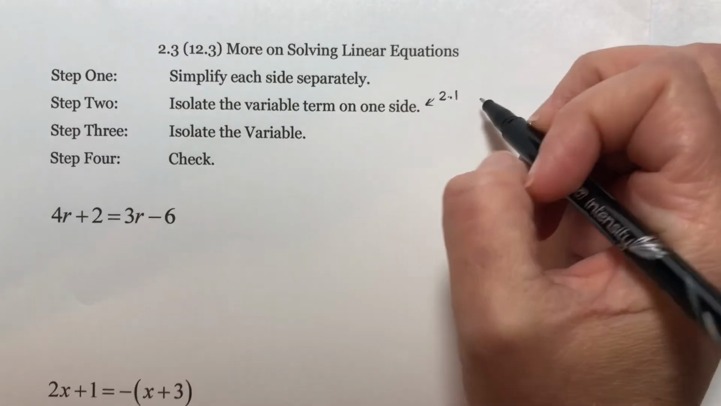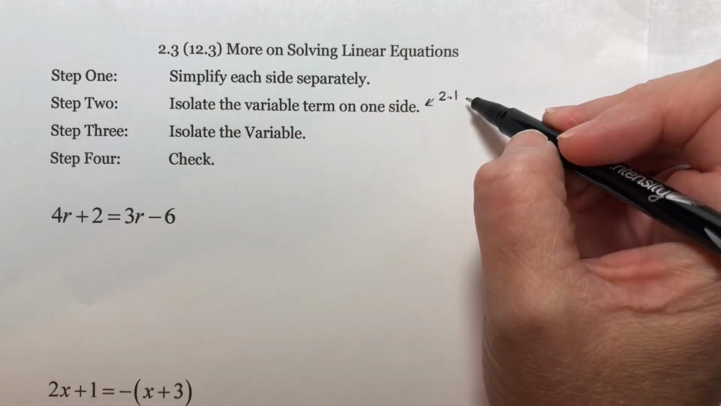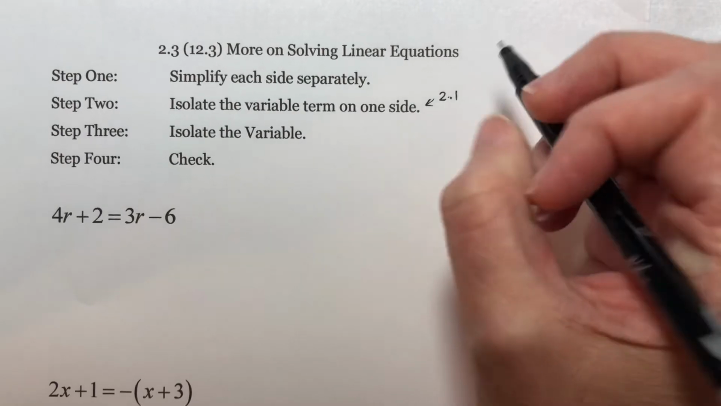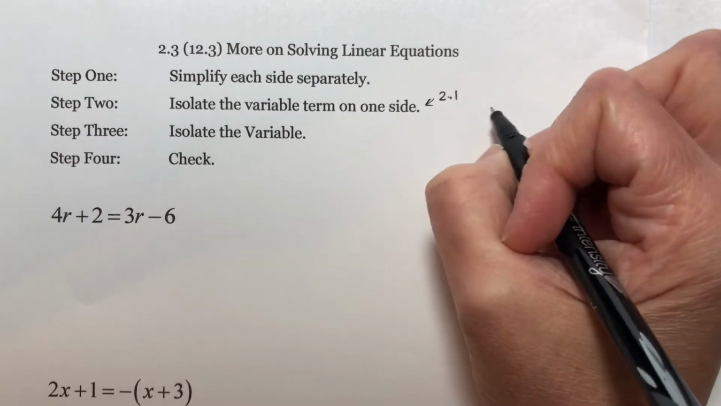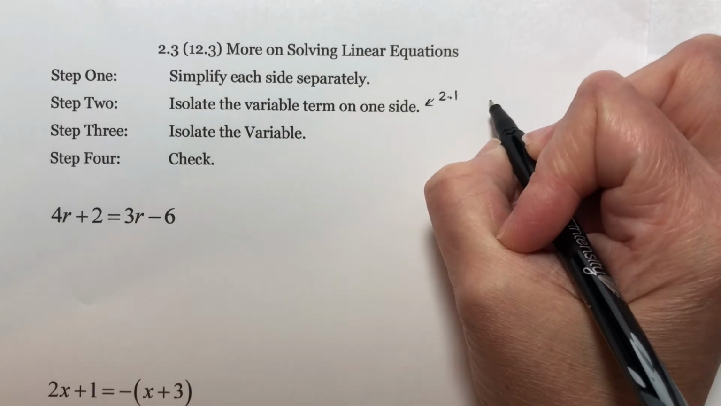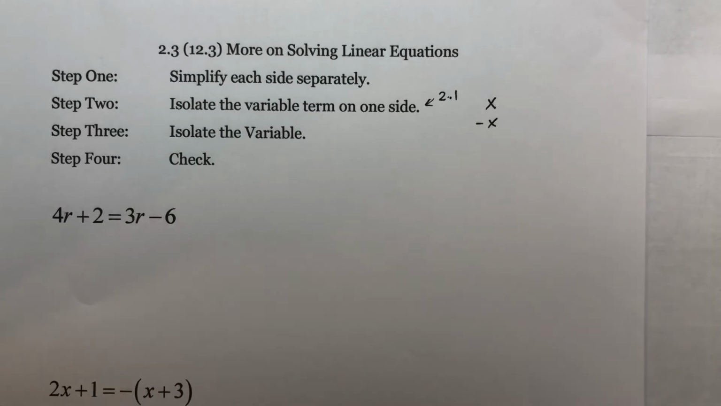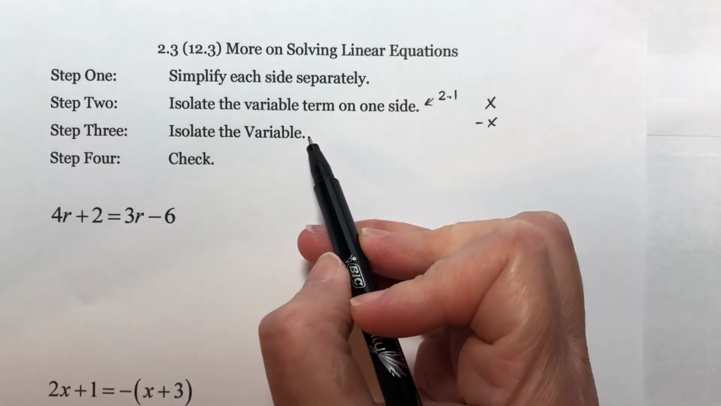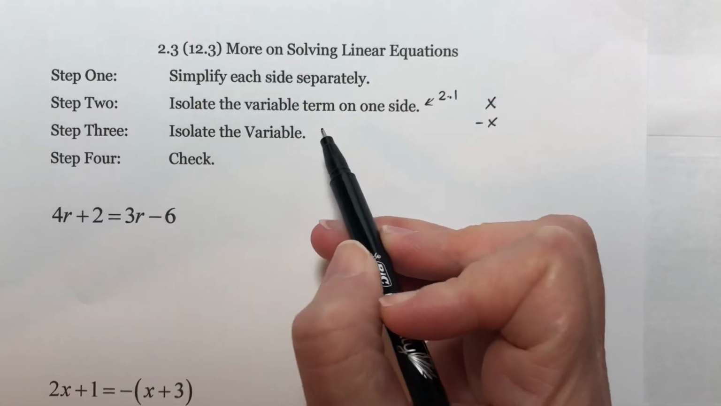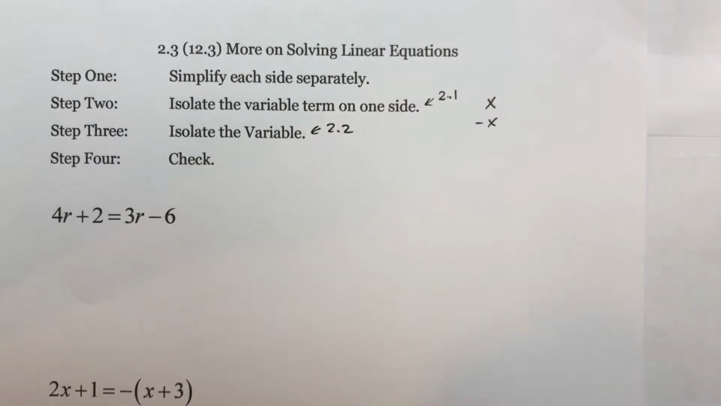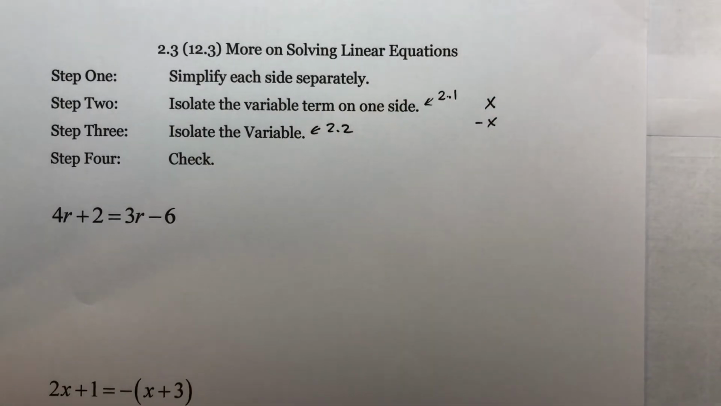The difference between what might happen here in 2.3 as opposed to 2.1 is that every time in 2.1 we were able to get the variable term on one side, we got either x or negative x. Now we might be able to move things around, but we'll end up with 2x or 4x or something else like that. And then we want to get the variable completely by itself. This is section 2.2 material, where we might have to divide both sides by something.